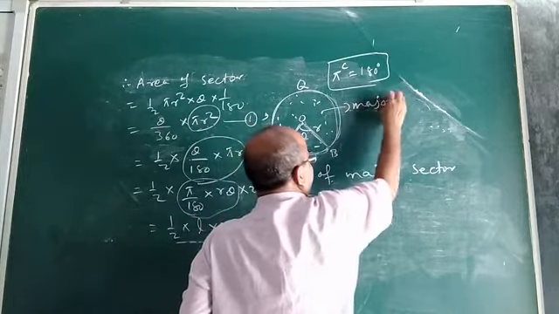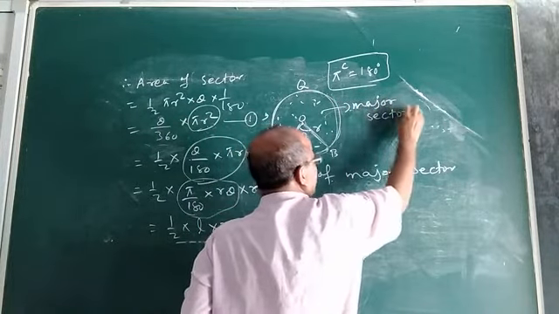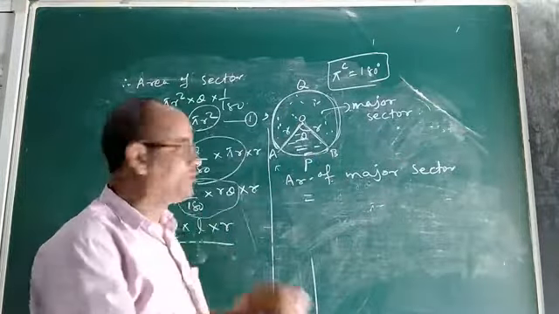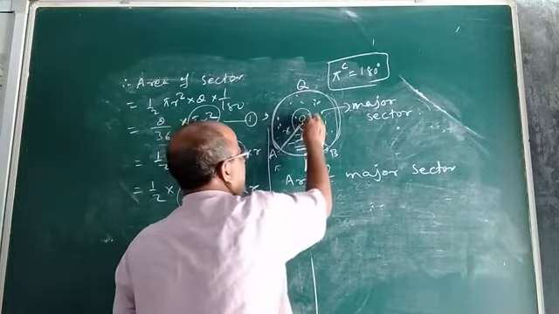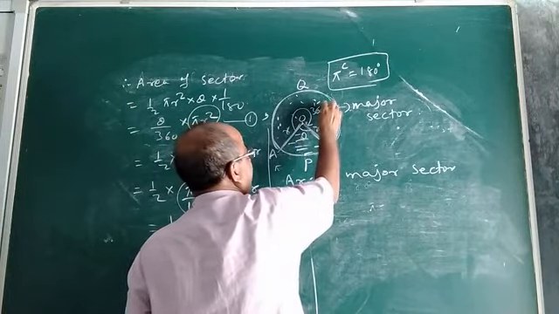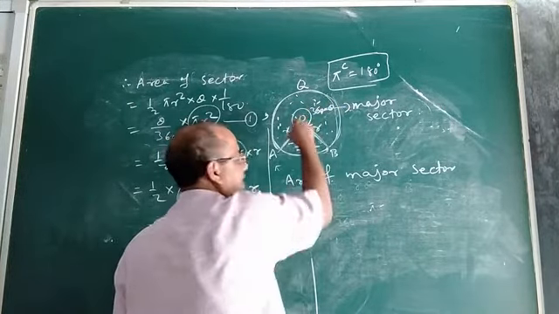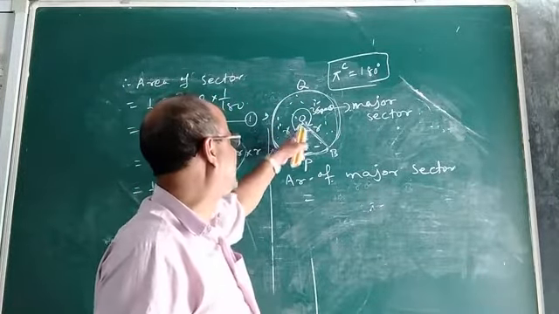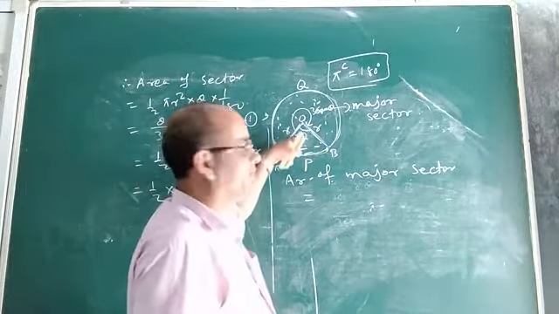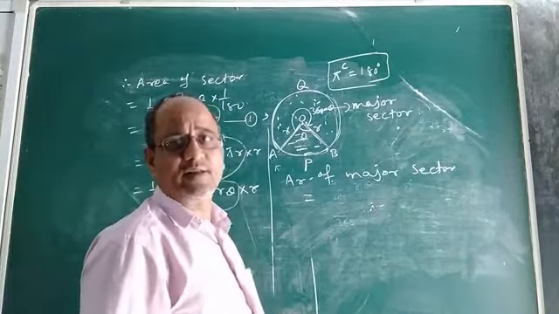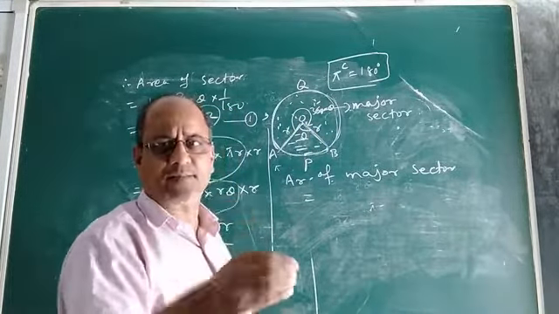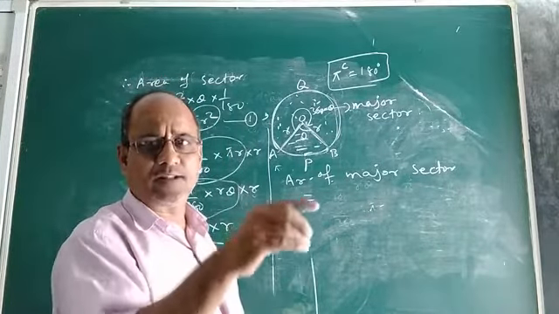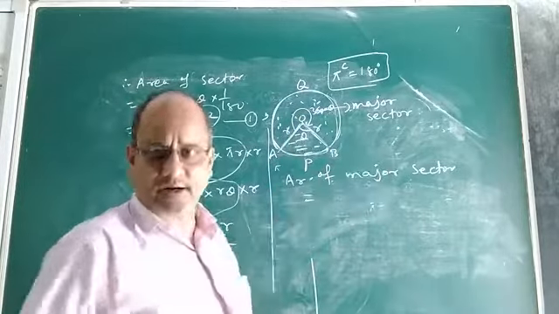Now to find the area of this major sector, what you will do? See, this angle will be how many degrees? 360 minus theta. Okay, because angle around the center is 360, complete angle measures 360. So if this angle is theta, then this angle will be how many degrees? Reflex. You know what is reflex? Reflex means more than 180 and less than 360. To find the reflex of an angle, we subtract the angle from 360 degrees.